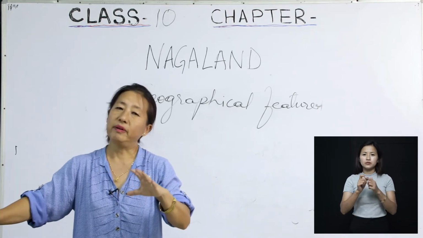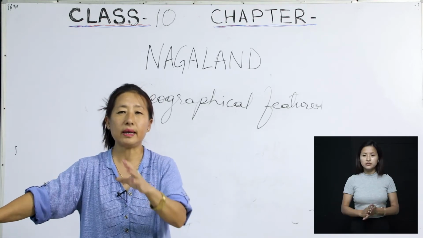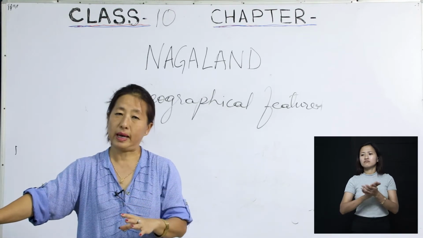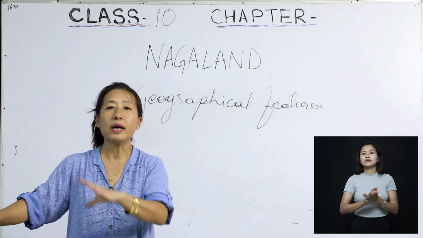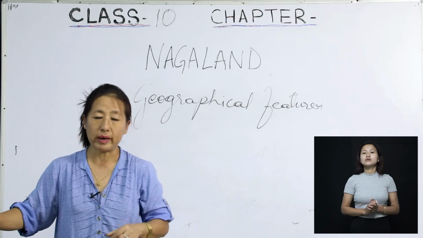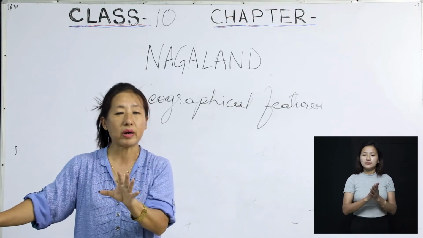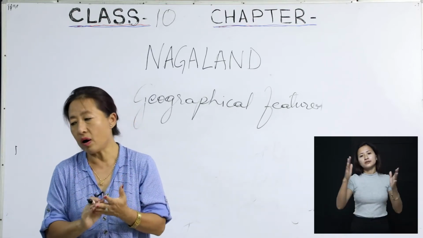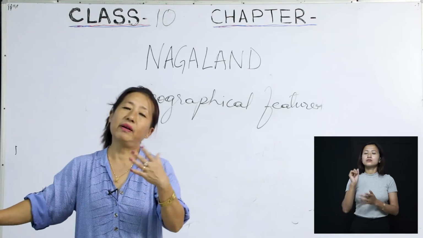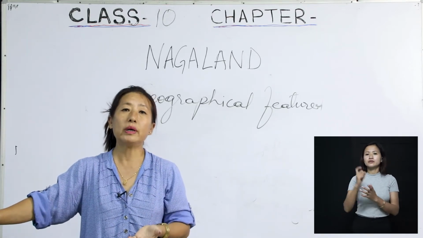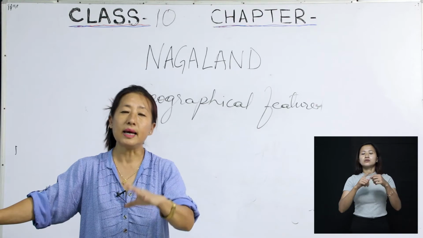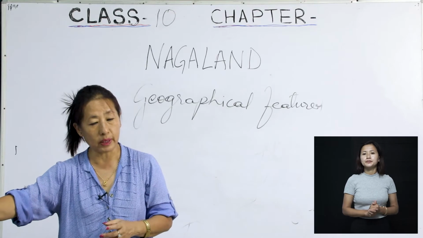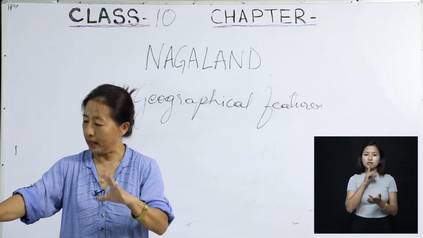Now physically, the state of Nagaland is roughly triangular in shape, okay. You all know the shape of a triangle, isn't it? So it is roughly triangular in shape. Then when we talk about the size, it has an area of 16,579 square kilometers. So that also you have to mention.